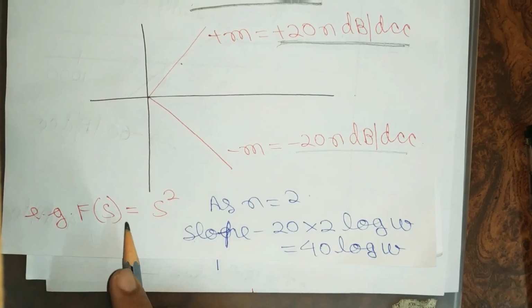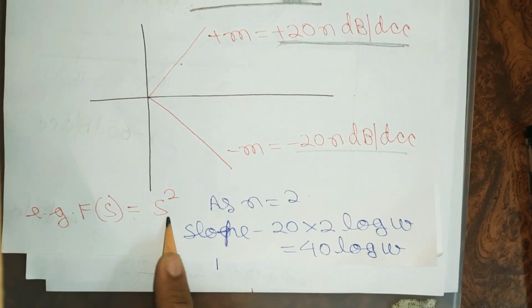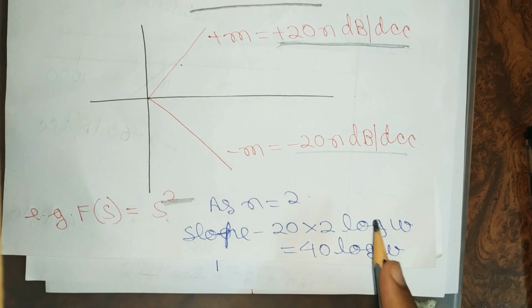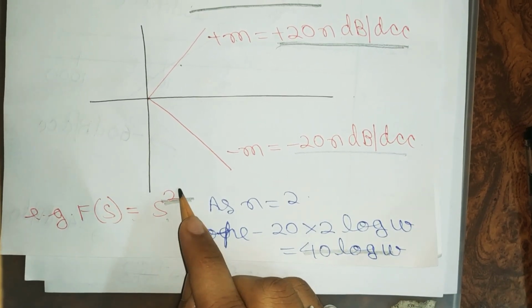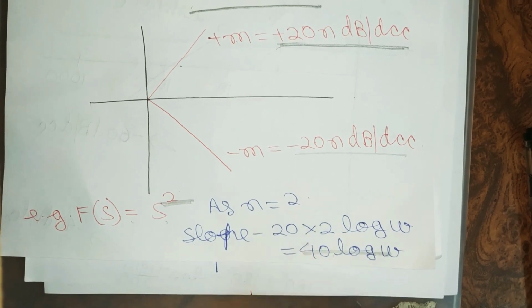See, for example, if it is s squared, as the power is 2, here it will come 40 log omega. If the power is 3, then it will come 60 log omega, like that.